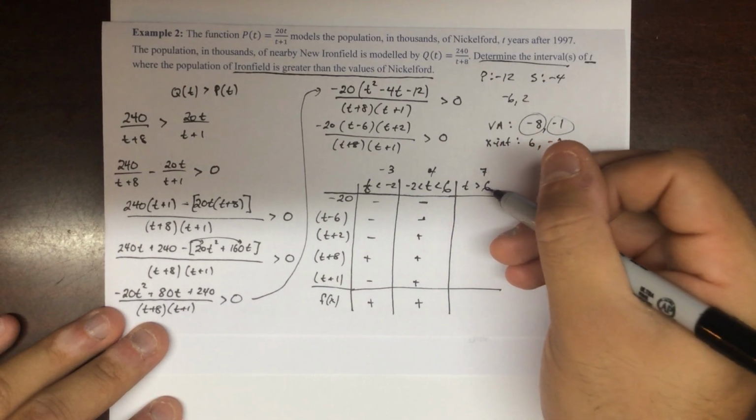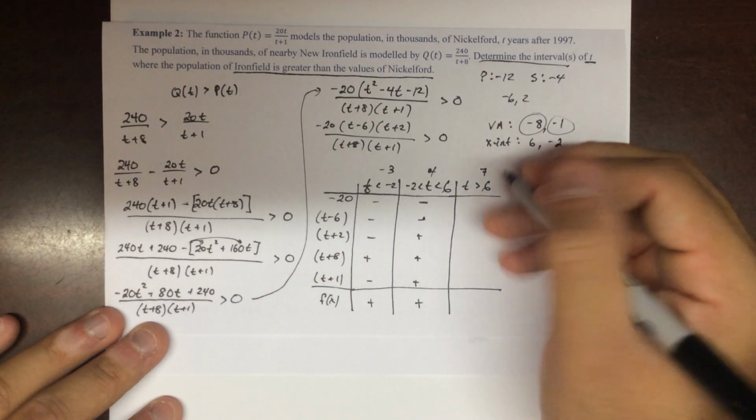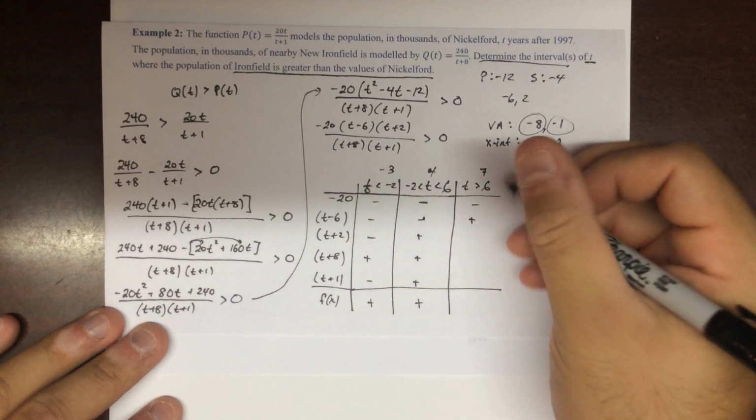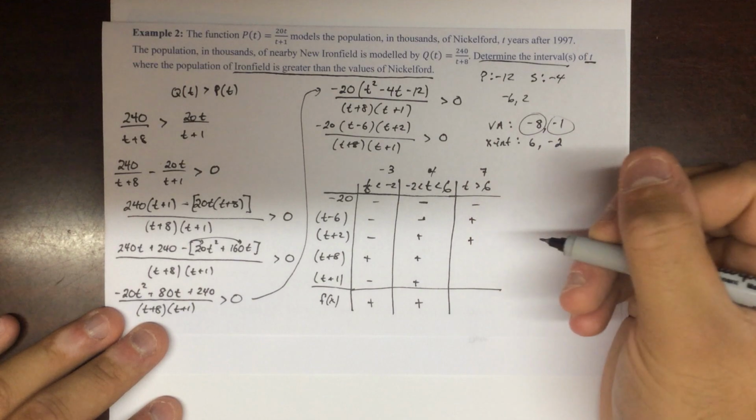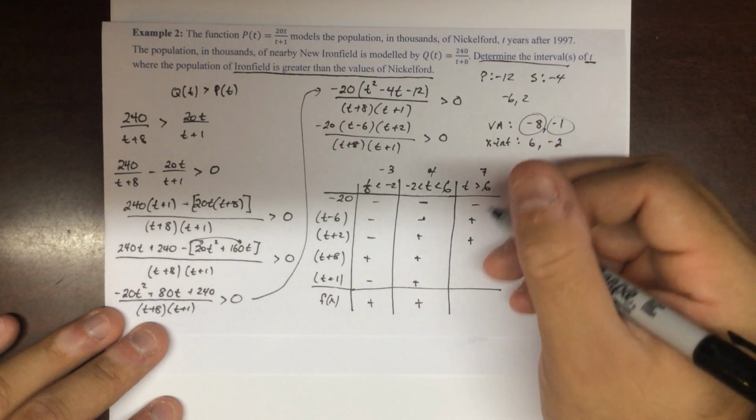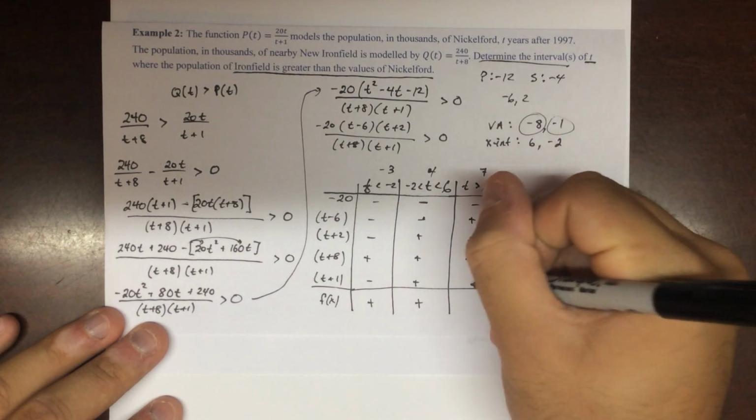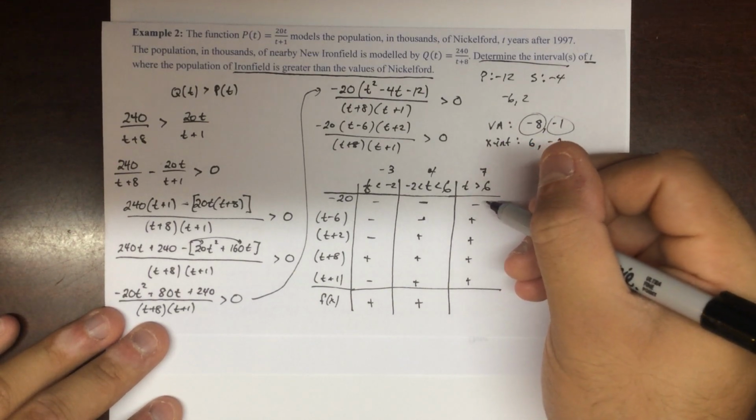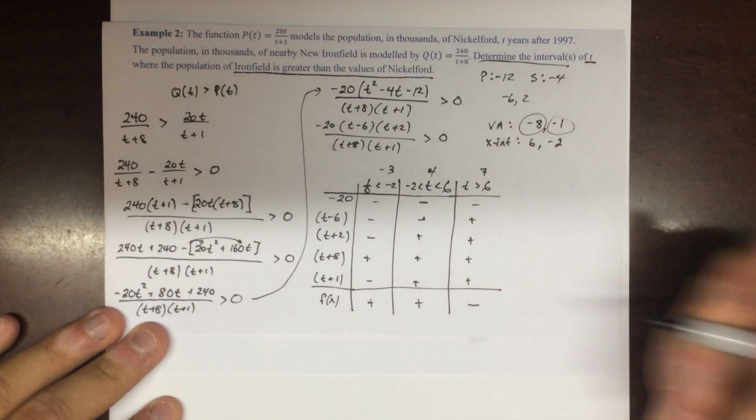And now for our last interval, everything greater than 6. I have a negative. 7 minus 6 is positive. 7 plus 2 is positive. 7 plus 8 is positive. 7 plus 1 is positive. 4 positives and a negative. The product of those is all negative.